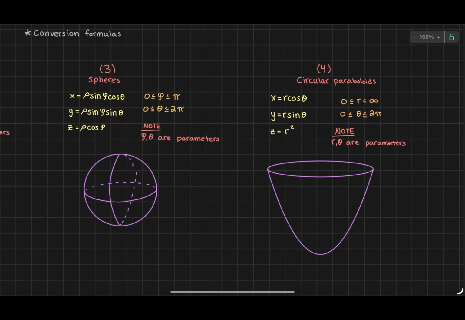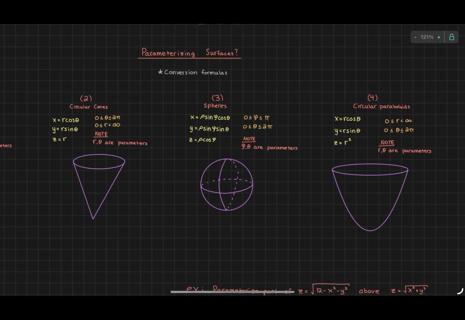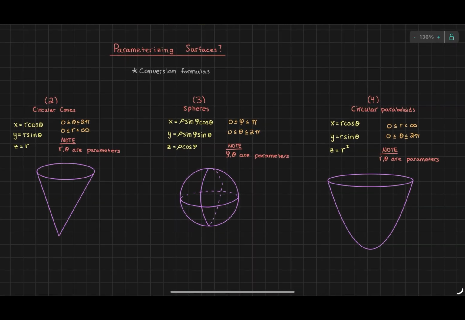And then circular paraboloids are another one, a kind of bowl shape. We're going to be converting this one into cylindrical as well. Our x is going to be r cosine theta, y is equal to r sine theta, and our z is going to equal r squared. The reason is that we just need to recall that x squared plus y squared is equal to r squared, and a circular paraboloid function is going to look like z is equal to x squared plus y squared, so just converting it, that's how that pops out. And similarly to our circular cone, r and theta are going to be our parameters, and it's actually going to be the exact same bounds.